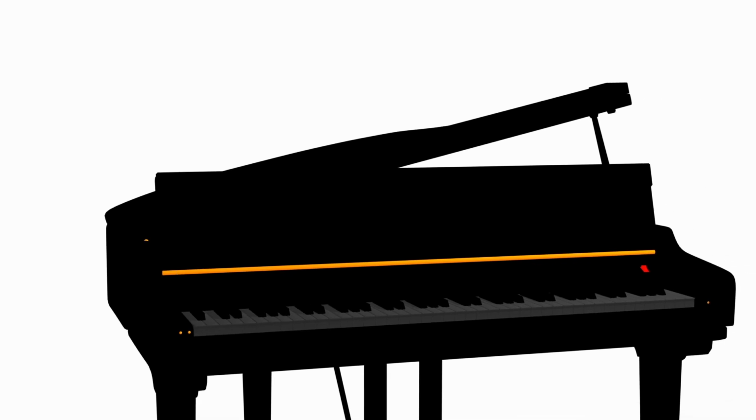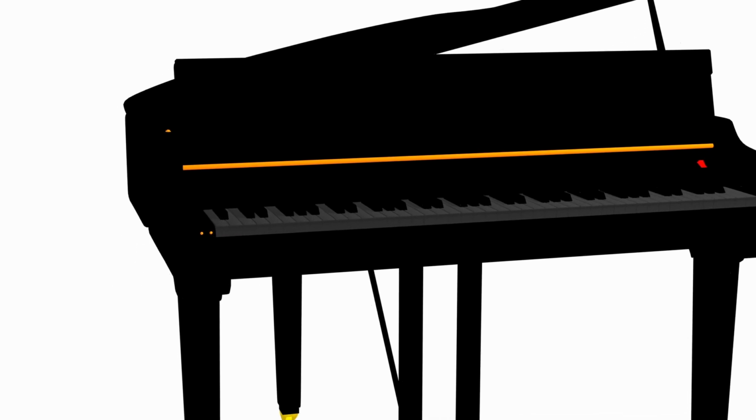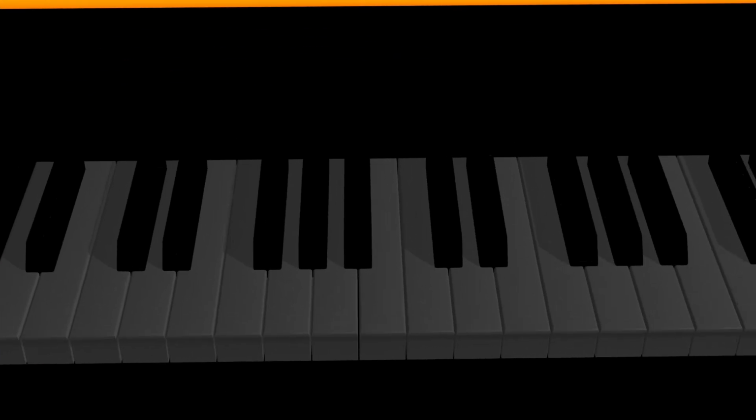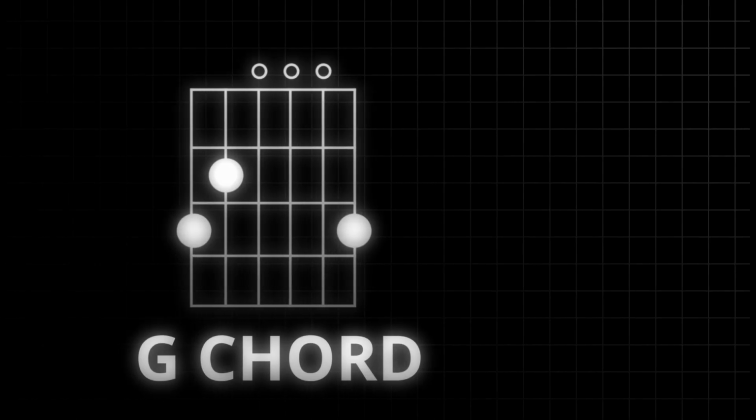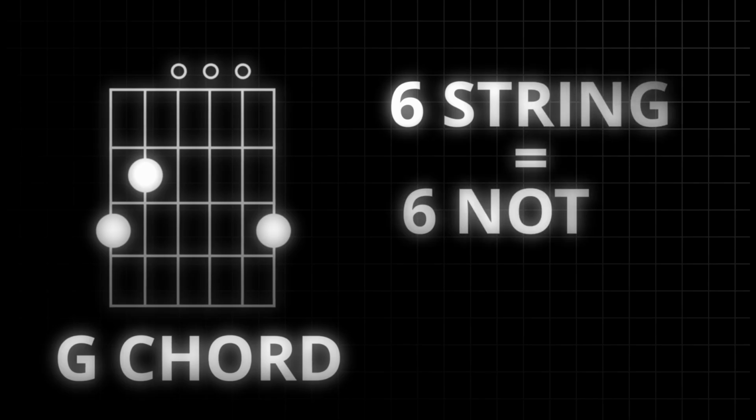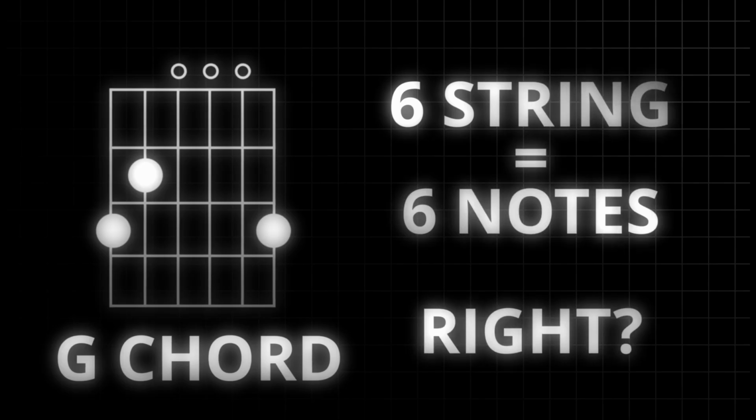It's a lot easier to understand music when visualizing things on a piano. Let's take the G major chord, for example. On the piano, we can play the G major using the G, B, and D note. But on the guitar, we play all 6 strings, meaning we are playing 6 notes, right? Well, not exactly. Let's analyze the G major chord shape together.